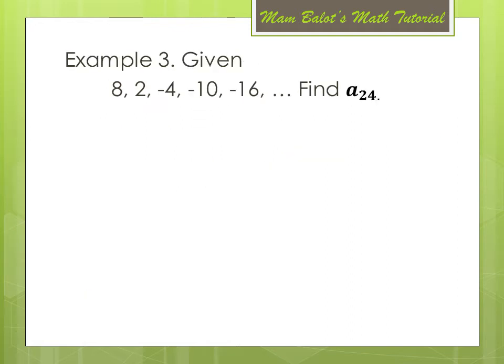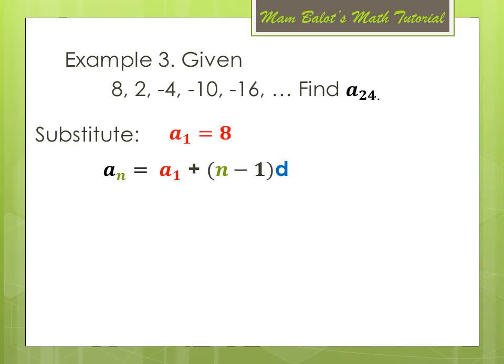Another example. Given 8, 2, negative 4, negative 10, negative 16, find a sub 24, or the 24th term. So again, we just have to substitute the different givens to our nth term of the arithmetic sequence. The first term there is 8. The common difference is negative 6. And n is equal to 24.